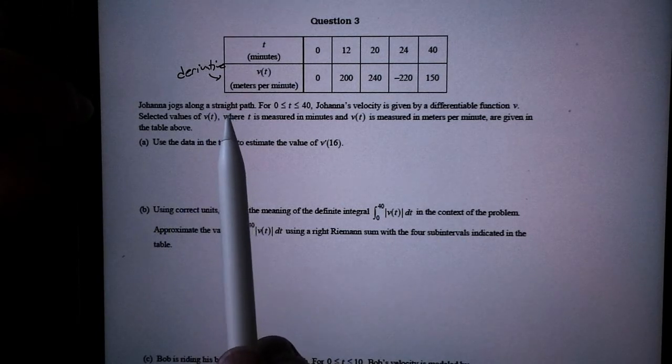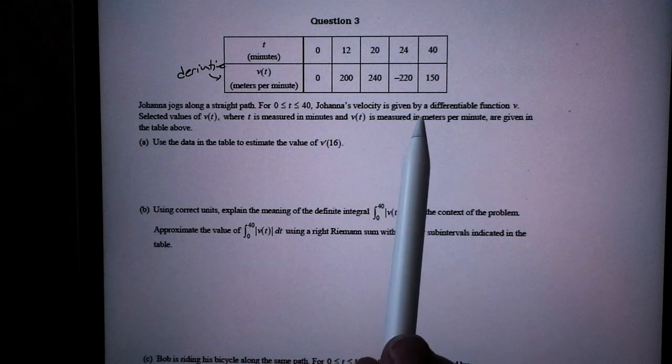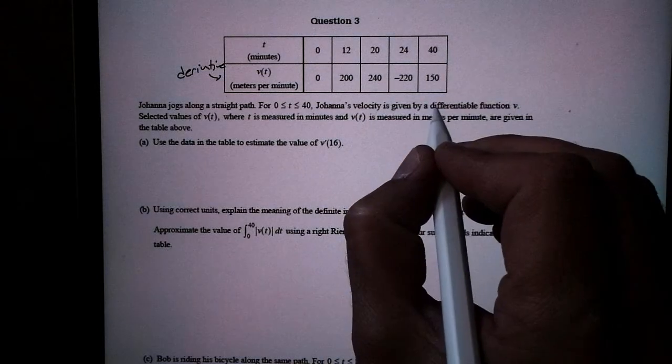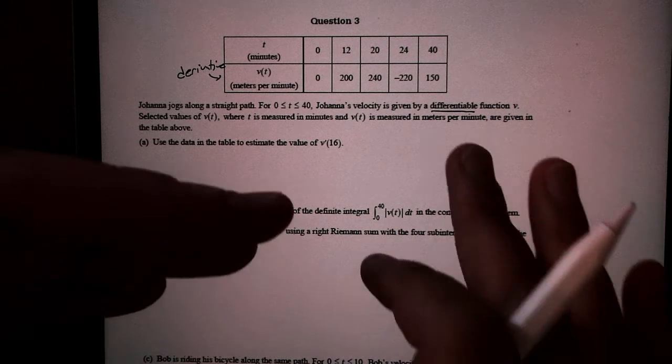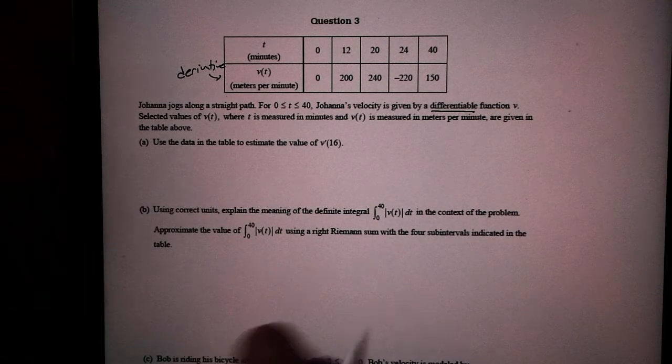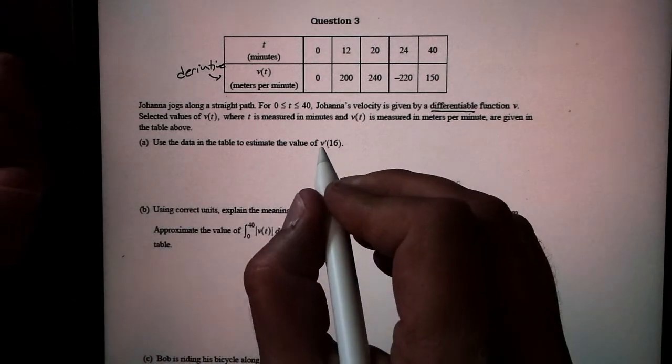Joanna jogs along a straight path for about 40 minutes. Her velocity is given by a differentiable function. So basically it says that it's a derivative. It means there's no hole, there's no gaps. She's not being abducted by aliens and being dropped somewhere else. Selected values of the velocity and time are given above. And of course time is in minutes and the velocity is going to be in meters per minute. The first question says use the data in the table to estimate the value of v prime of 16.